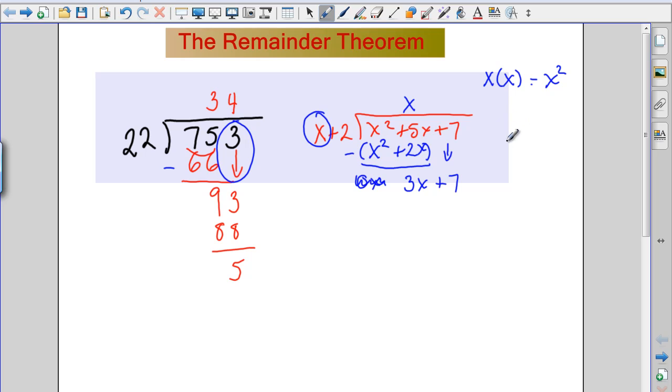Once again, we think, what do we need x to multiply to be in order for the product to be 3x? And the answer is 3. Because it's a positive 3, we write down a positive 3. And then we distribute the 3 into the x plus 2. 3x plus 6. We do have a remainder again. This time it is a remainder of 1. We're now complete. We've used up all of our numbers in our dividend. The answer is really the quotient, and we are using x plus 2 as our divisor.